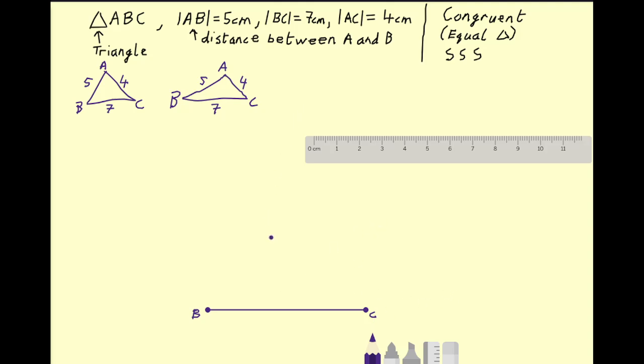And now my problem is, how do I figure out how to go up like this? I couldn't just use a ruler and start drawing points that were 5 centimeters away from B to try and get up to A, because I've no idea how that's going to link up with the line going from A to C.